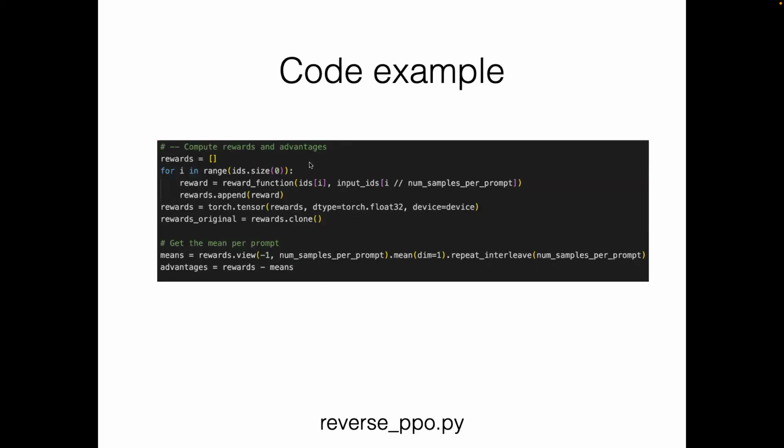So here's an example, and it's probably not the best implementation, but you can see the idea of collecting the rewards, then subtracting the means, and then it does the normalization, I think, by the batch statistics afterwards.